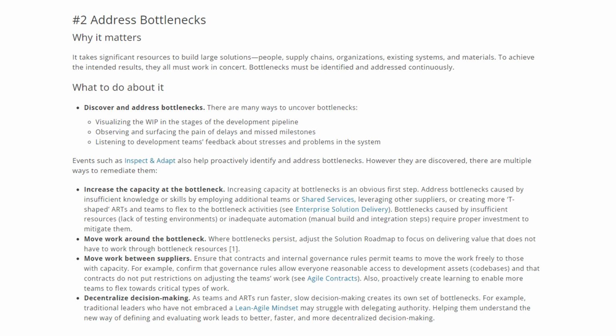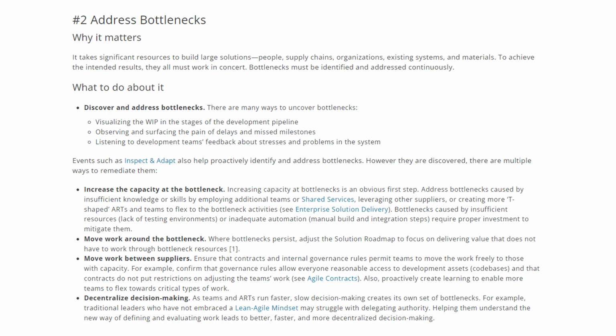Discover and address bottlenecks. There are many ways to uncover bottlenecks, such as visualizing the WIP in the stages of the development pipeline, observing and surfacing the pain of delays and missed milestones, and listening to development teams' feedback about stresses and problems in the system. Events like Inspect and Adapt can help you proactively identify those bottlenecks. Once you identify them, there are a number of ways we can remediate them.